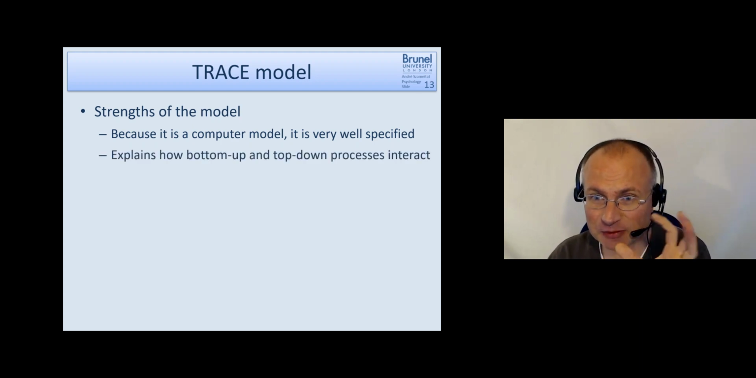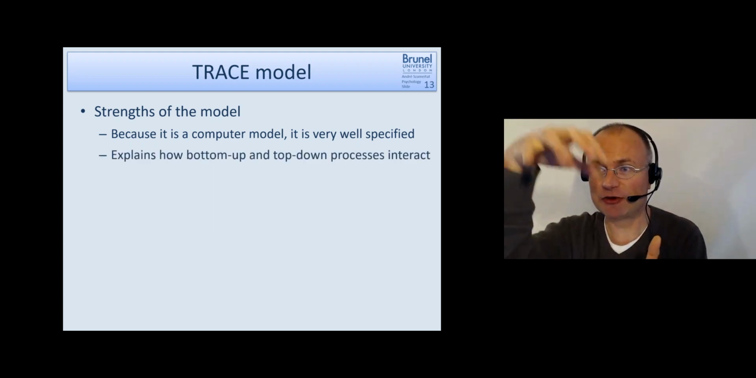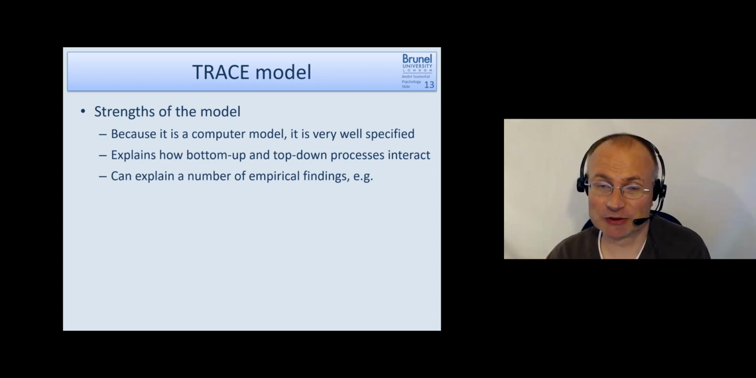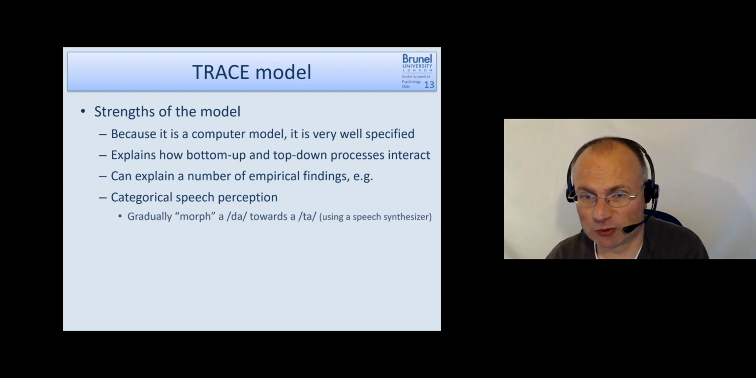It nicely explains how the bottom-up and top-down processes interact. And it can explain a number of empirical findings, and that's something we always try to see in a computer model, that we can simulate and explain the data we get from human participants. So, for instance, the categorical speech perception we had in part 1.